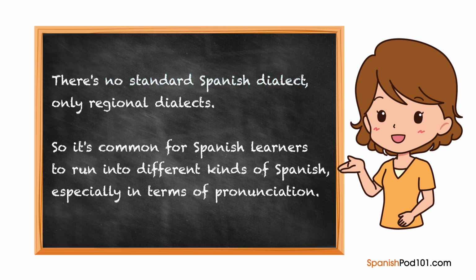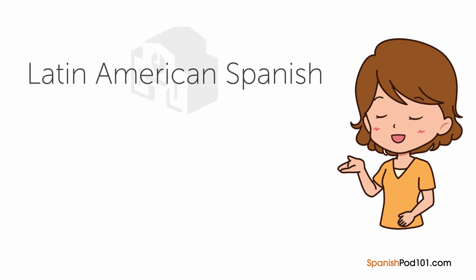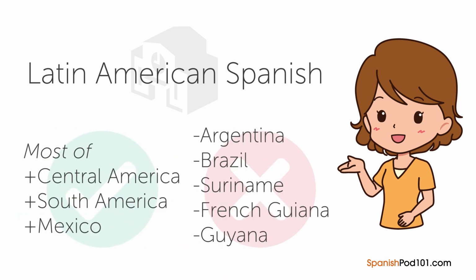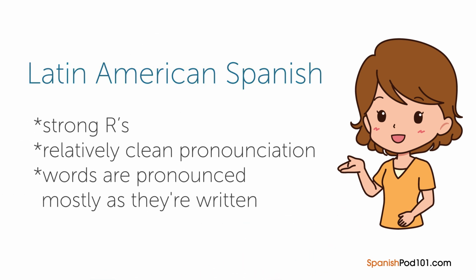There's no standard Spanish dialect, only regional dialects, so it's common for Spanish learners to run into different kinds of Spanish, especially in terms of pronunciation. In the US, Latin American Spanish is what's most commonly taught in schools. It's spoken in most of Central America and South America, including Mexico, and excluding Argentina, Brazil, Suriname, French Guiana, and Guyana. Latin American Spanish has strong R's and a relatively clean pronunciation. Words are pronounced mostly as they are written.